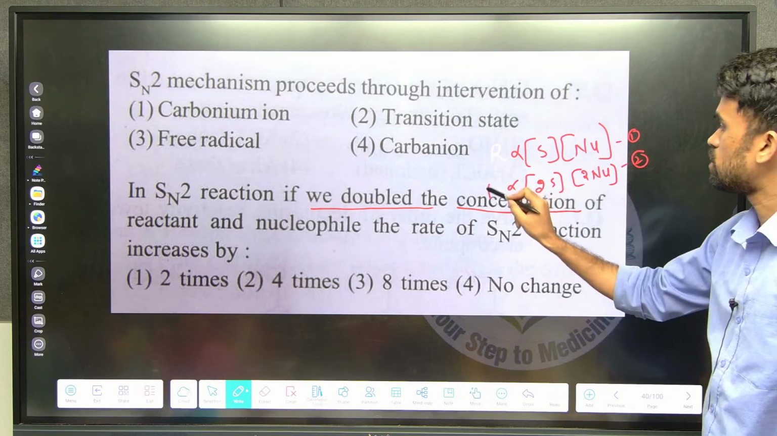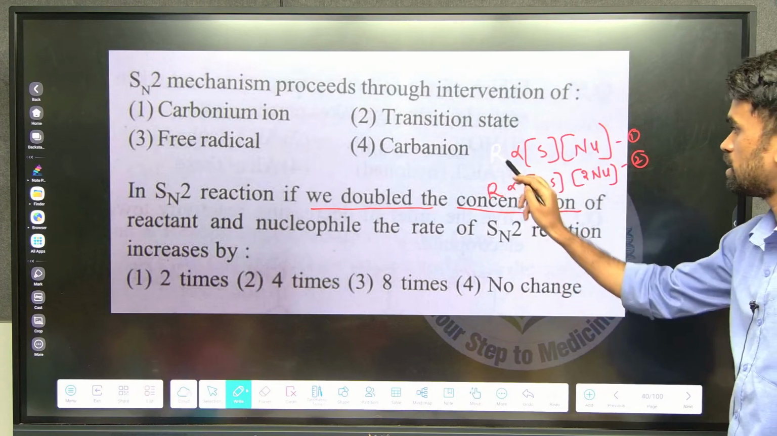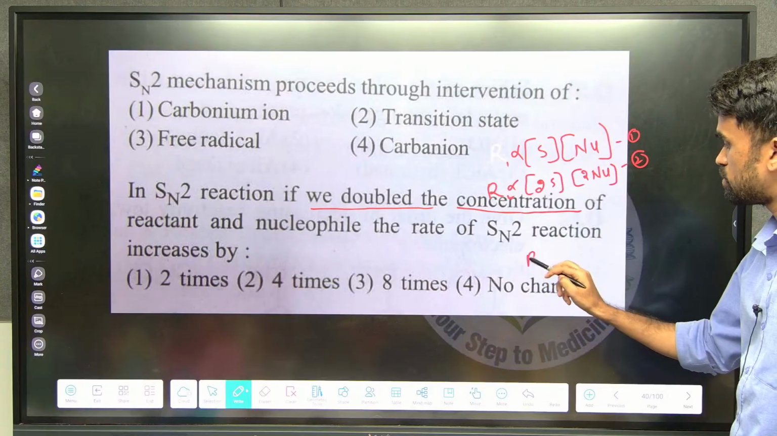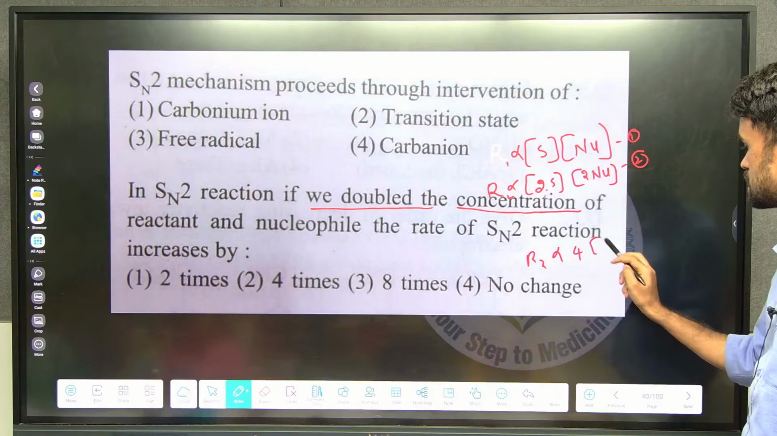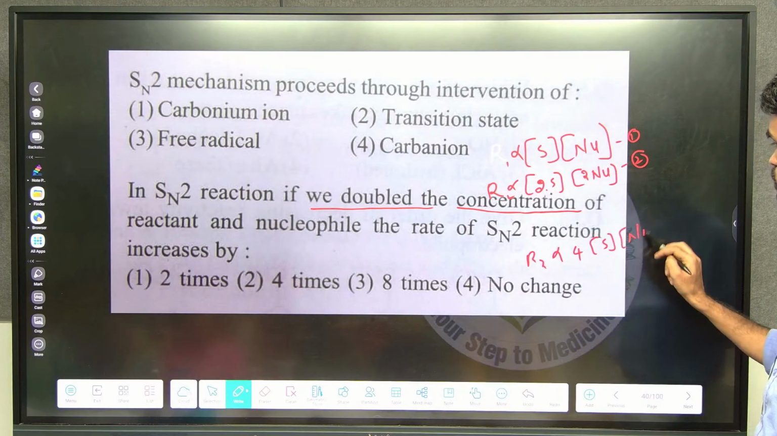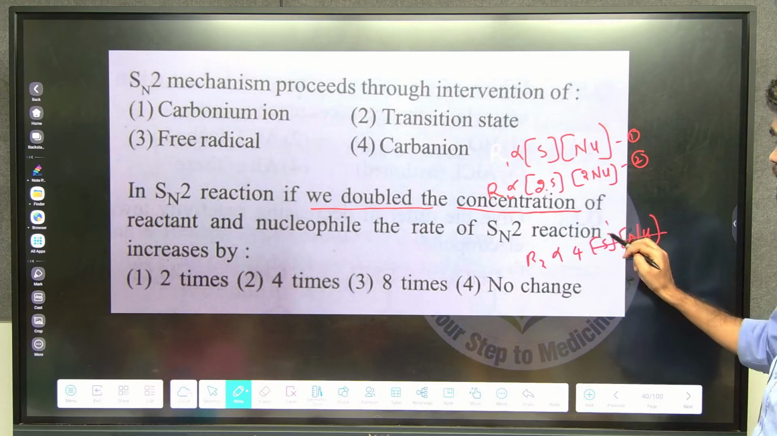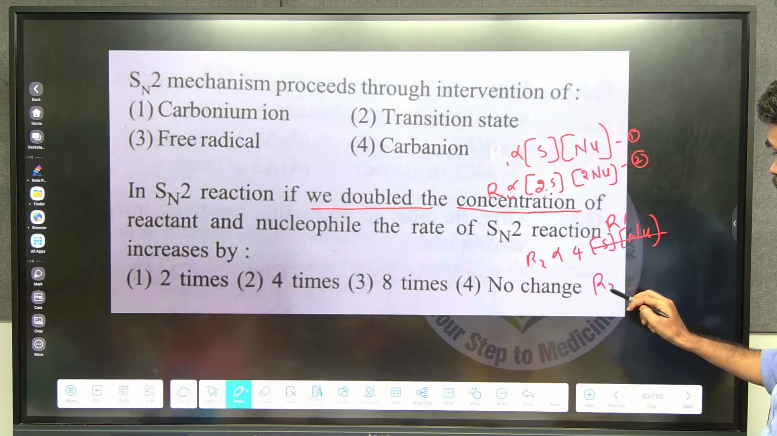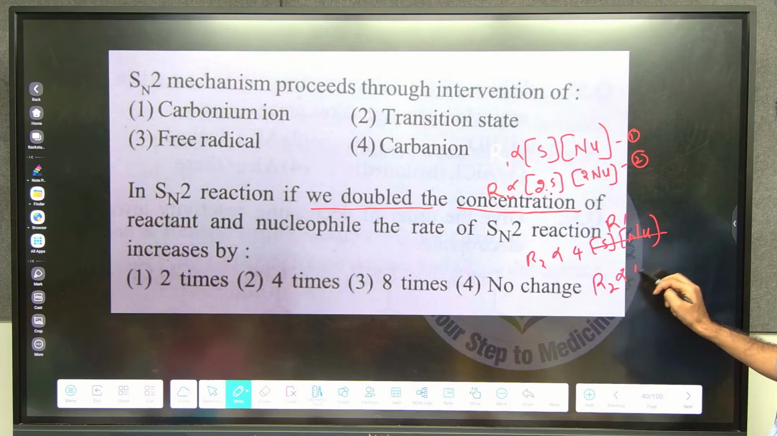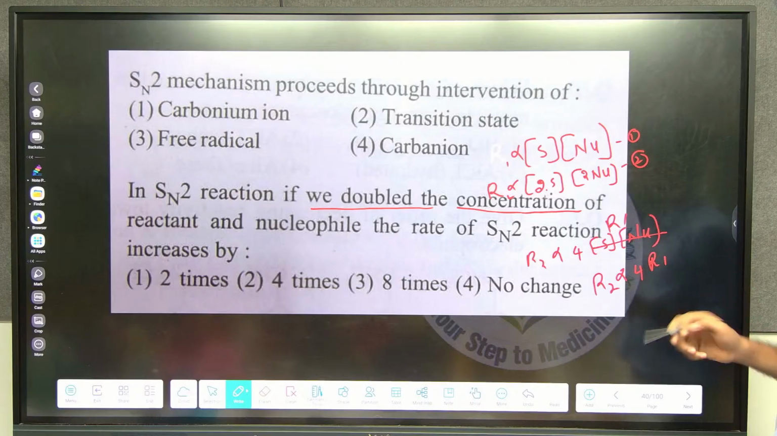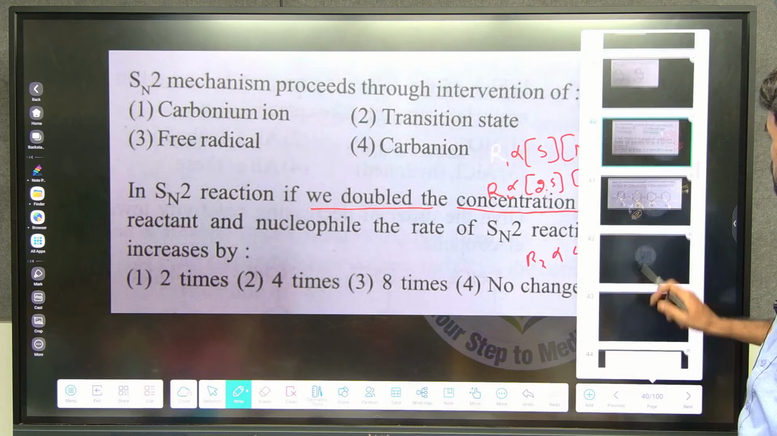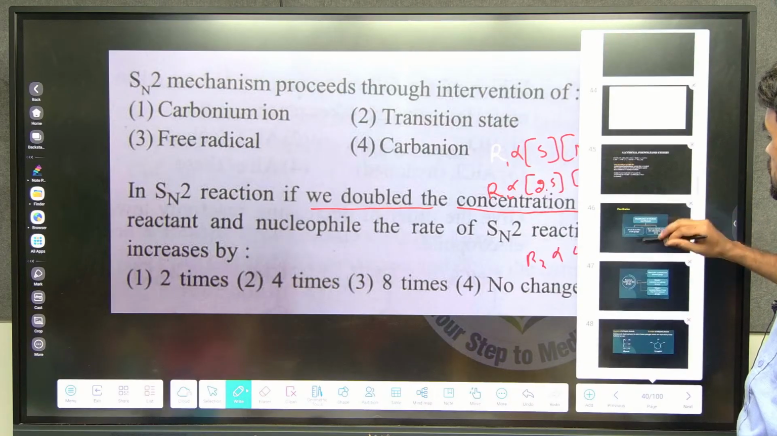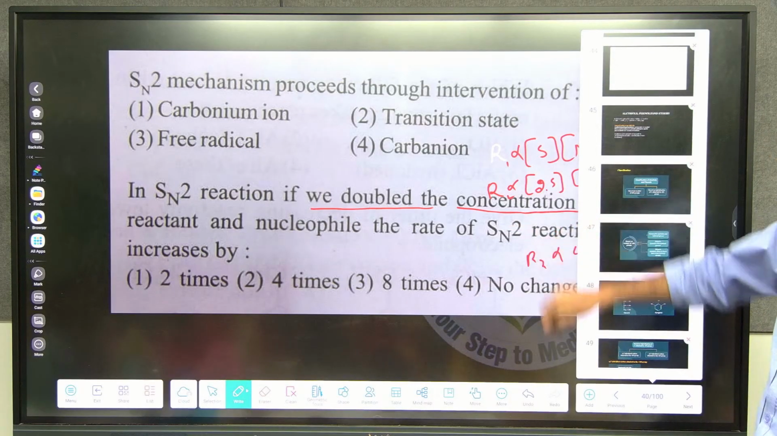So now if I want to write the second one, R1, R2 let us say. R2 means what I can write now? R2 is equal to 2 times 2 is 4, S Nu. Instead of writing this, I can write R1. So R2 becomes 4 times R1. So what is your answer? That's it. So this is about the first chapter, the haloalkanes chapter.